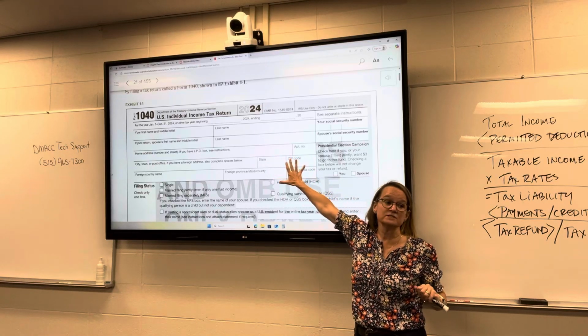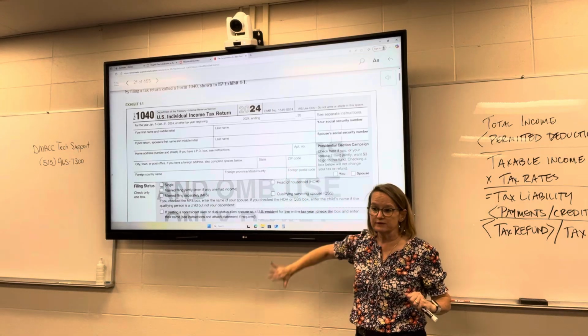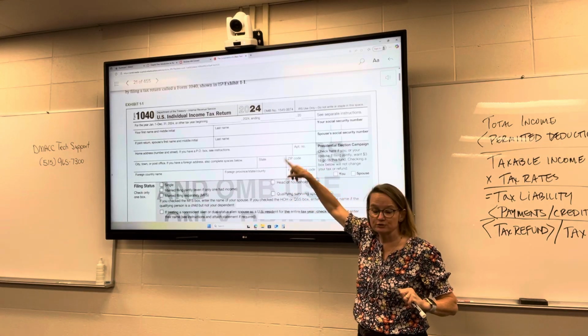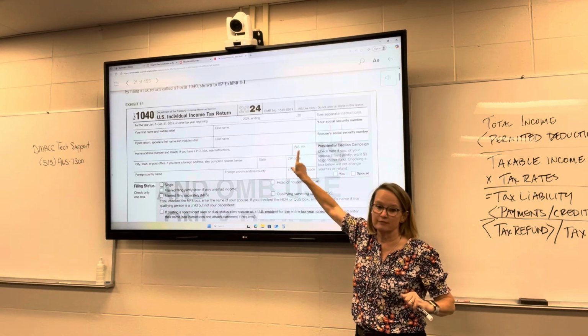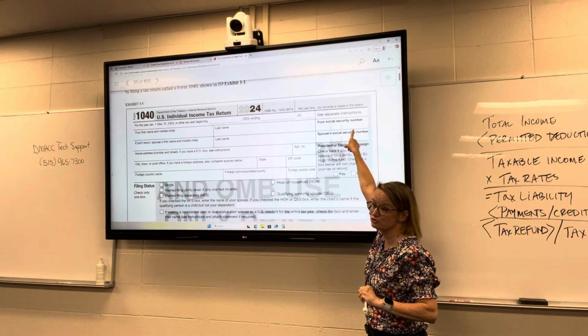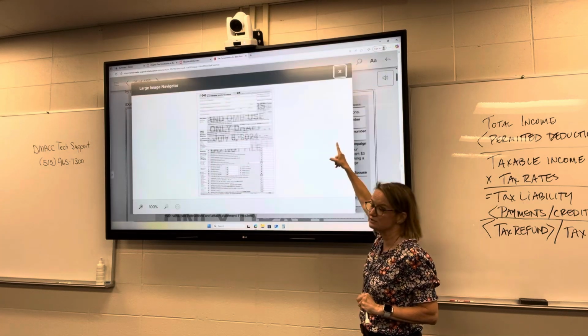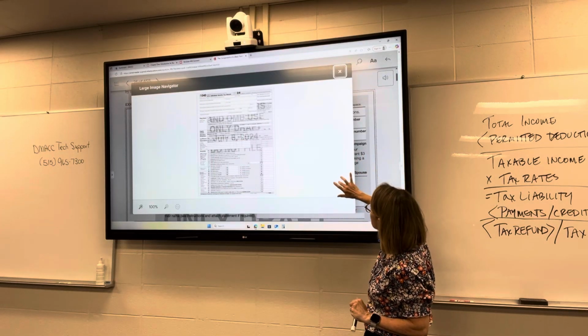Dependents don't go up here. Kids don't go up here, okay? Even if it's a single individual with kids, no child or dependent's name goes up here. That goes in a different spot. Same with social security numbers. So, primary social security number, spouse's social security number. Again, it doesn't really matter which is which.